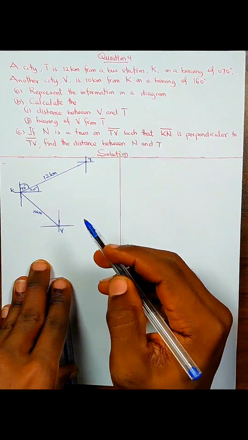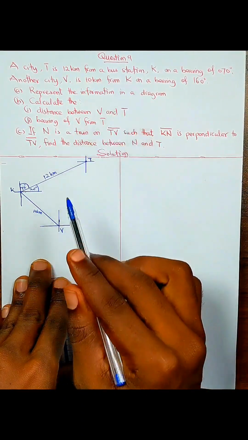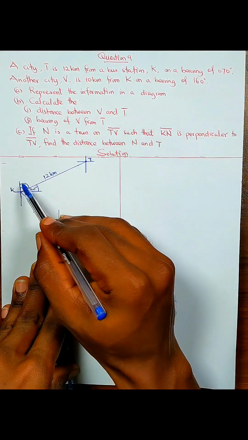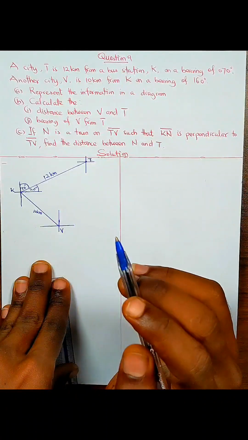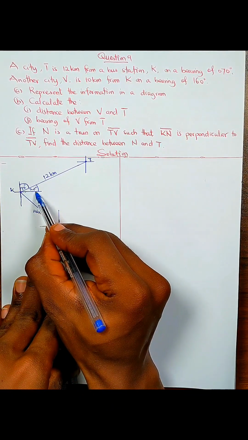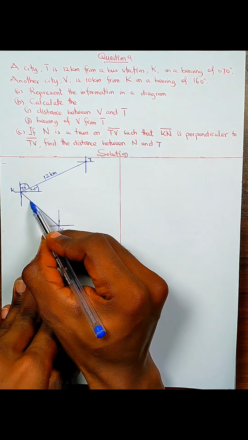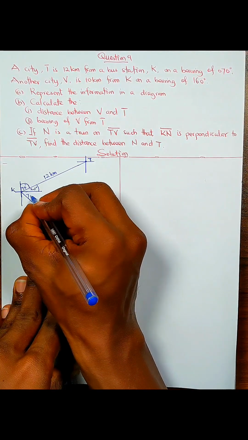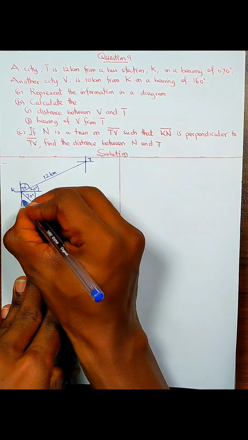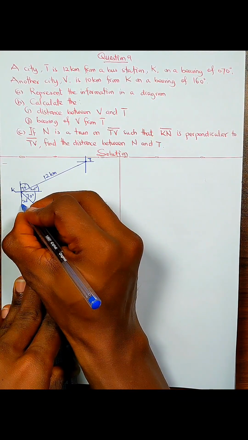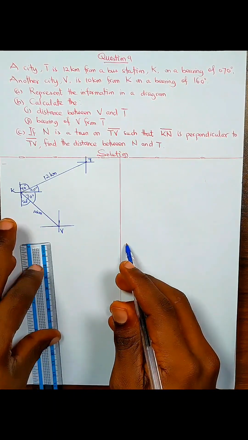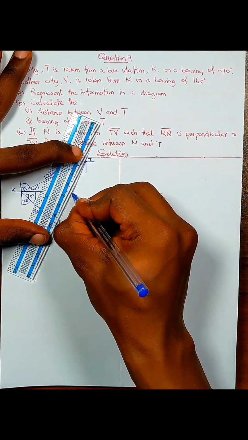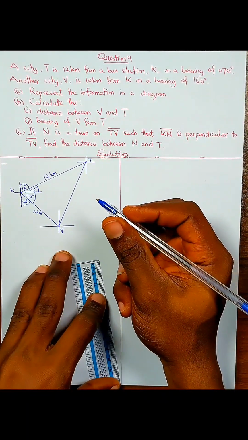10 kilometers. So another city, V, is 10 kilometers from K, but on a bearing of 160. So from here to this line should give us what? 160. If from here to this side is 90, 90 plus what is going to give us 160? It's going to be 70. So it means the angle inside here is 70, leaving the remaining angle to be what? 20 degrees. Okay.